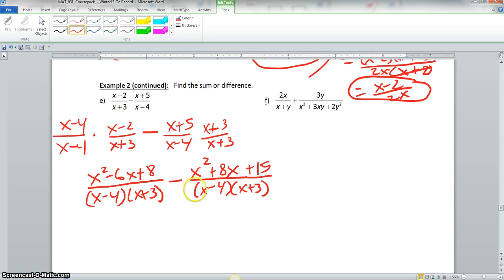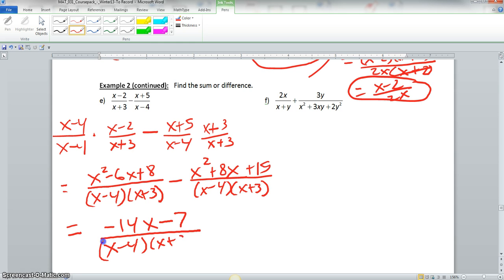Now we combine like terms. X squared minus x squared, we know is 0. Negative 6x minus 8x will give us a negative 14x. Then we have 8 minus 15, which will give us a minus 7 over x minus 4, x plus 3. Now we can factor out a negative 7, and we will have 2x minus 1 plus 1.